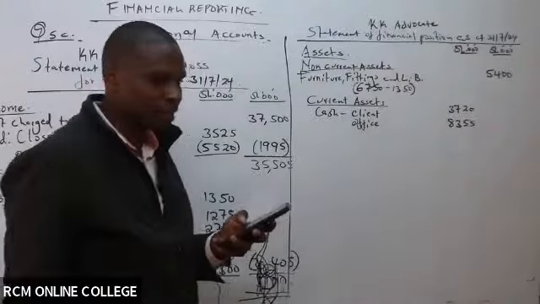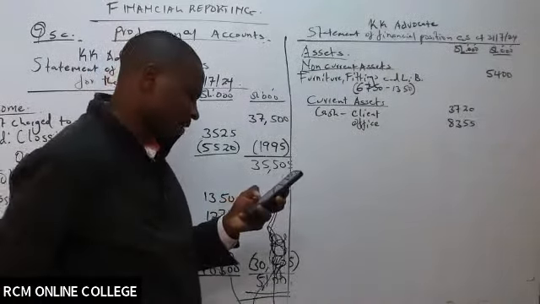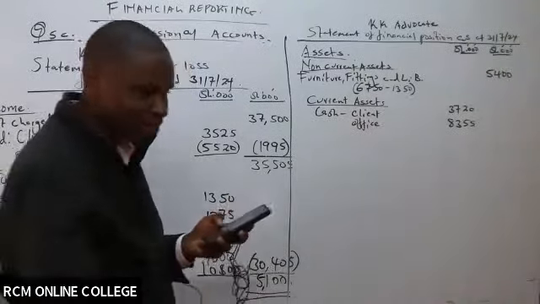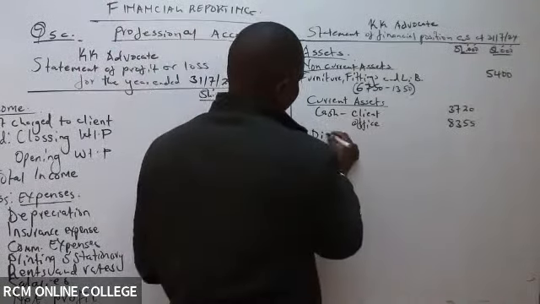Any other item that you can identify? Just look at, we have this disbursement on behalf of the client. So, disbursement on behalf of the client.